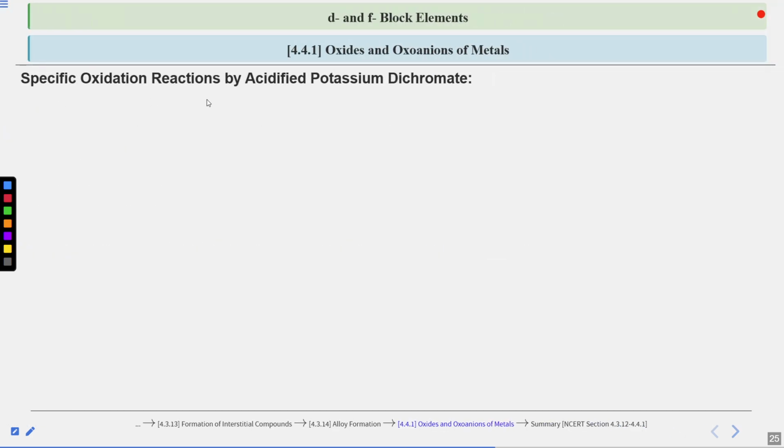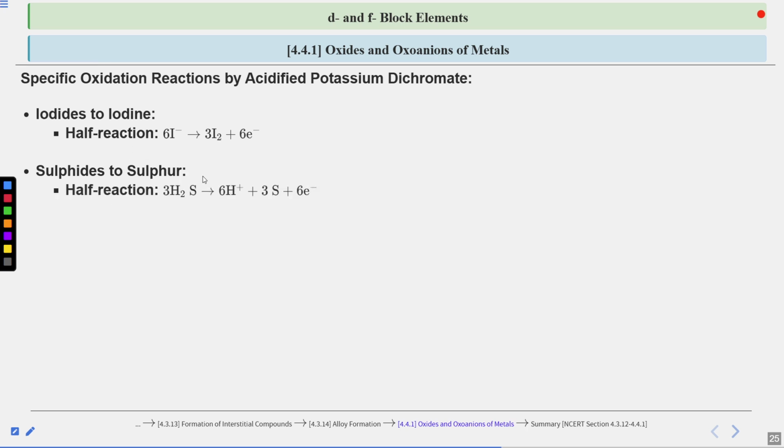Specific oxidation reactions by acidified potassium dichromate. The first one is iodide to iodine. The half reaction includes 6 iodide ions converting to iodine molecule, releasing 6 electrons. The second oxidation reaction is sulfide conversion to sulfur. The half reaction involves 3H2S converting to 3S, sulfur, plus 6 protons and 6 electrons.